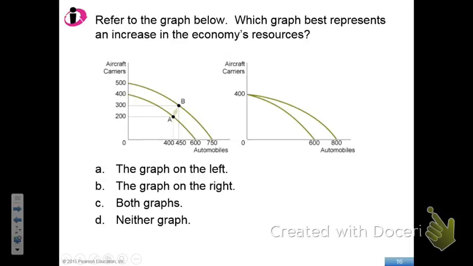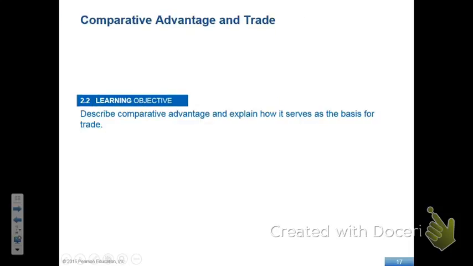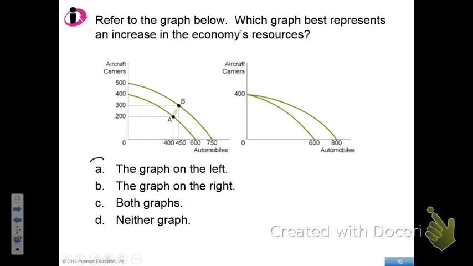So if the whole economy has more resources, that is going to be represented by which kind of shift? What's the answer? So the correct answer is clearly A. But if I just change one word, which graph best represents an increase in economy's sector-specific resources? If I just add one word, or if there is an increase in one sector's resources, something like that, it's going to be a pivot, right? This is how serious reading this question is.